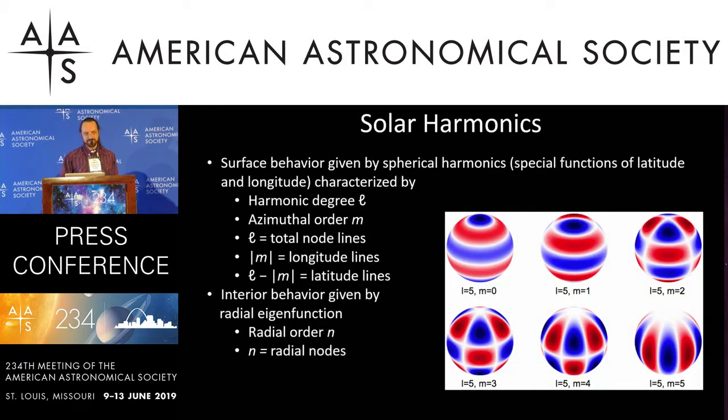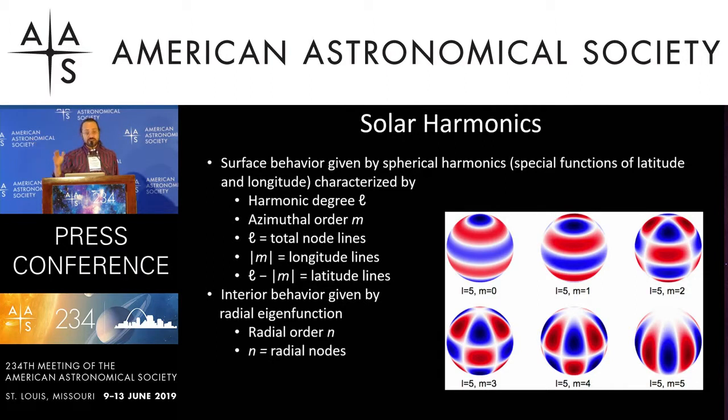Okay, good. So the surface behavior of a solar harmonic is a special function of latitude and longitude, which we call spherical harmonics. Spherical harmonics are described by two integers. They're L and M. L is the number of node lines on the surface of the sphere. A node line is simply a place where the amplitude is 0. That's what these white lines in the figure are. And the harmonic degree L tells you how many total are on the surface of the sphere. M tells you how many there are in longitude, and so the number in latitude is simply L minus M.